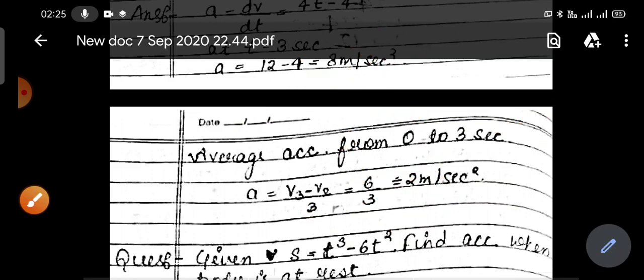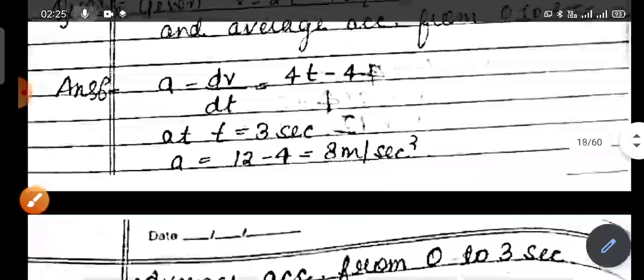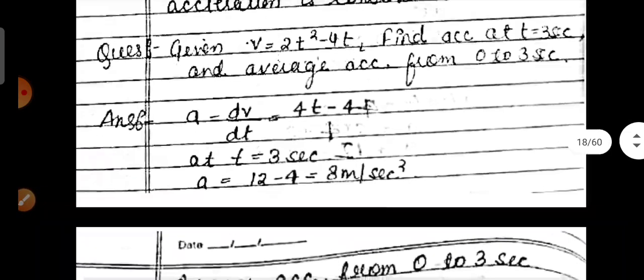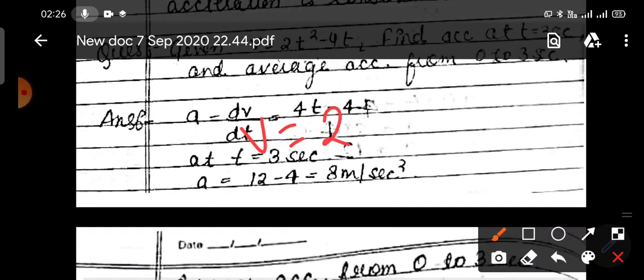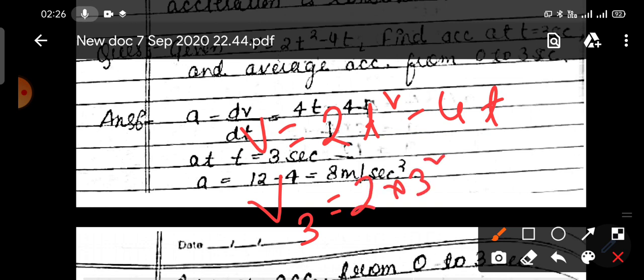Correct. Now what is the value of v3 and v0? So what is the value of v given? v is given 2t square minus 4t. So for v3, velocity at 3 second, in place of t you have to just put 3. So 2 into 3 square minus 4 into 3. So that means 2 into 9, 18, minus 12, that means 6 meter per second. So velocity at 3 second is 6 meter per second.